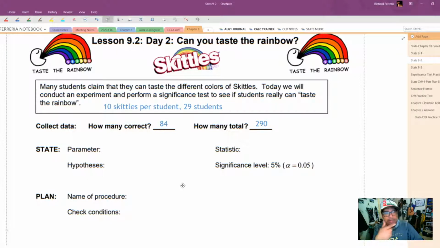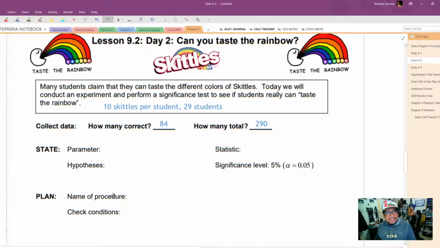So we did this one year. We had 29 students, and we gave each student 10 Skittles. And what we found was that students correctly identified 84, the entire class, 84 Skittles were correctly identified out of the 290. So we're going to go and start this four-step plan with the state section.